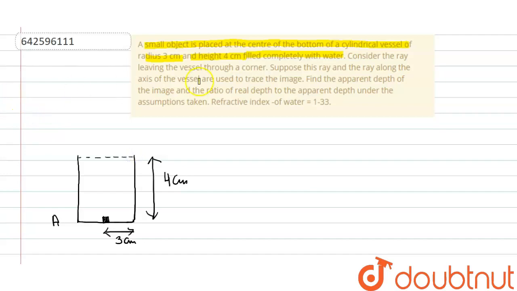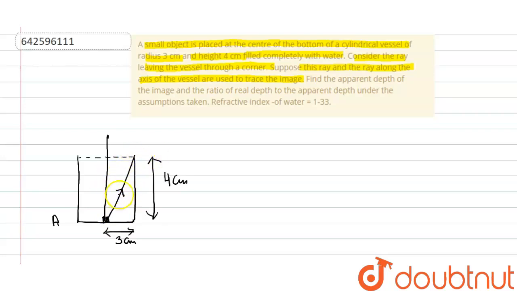Let's further read the question. Consider the ray leaving the vessel through a corner. Suppose that this ray and the ray along the axis of vessel are used to trace the image. So what is given to us is that there are two rays. One ray leaving this object through the corner, it will be the leaving ray, and one ray is along the axis. It will be the axis of this cylindrical vessel, and these two rays are used to trace the image.